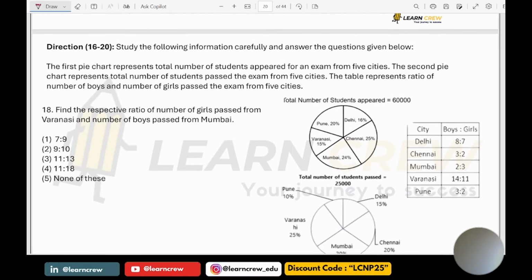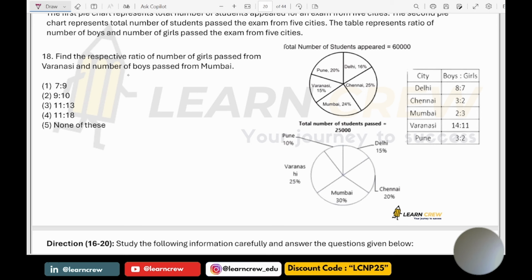Next, question number 18. Find the respective ratio of number of girls passed from Varanasi and number of boys passed from Mumbai. So Varanasi, it is 25% of 25,000, which is 6,250. And girls from Varanasi, 25 is to 6, 6250. Each part would be 250, thereby 11 into 250 is 2750. And number of boys from Mumbai total passed are 30% of 25,000, 7,500. And boys from Mumbai, so 5 parts is 7,500, each part 1500, 2 parts would be 3000.